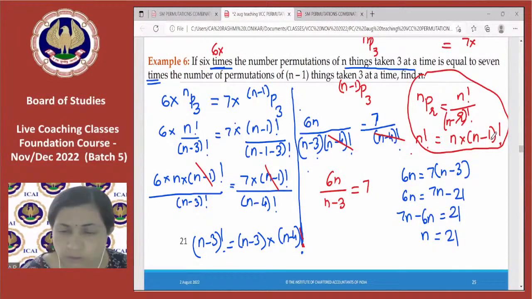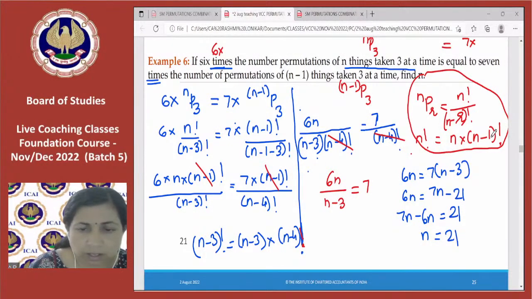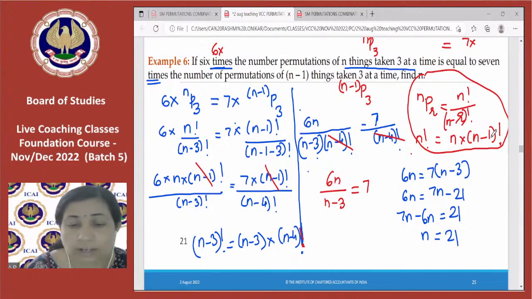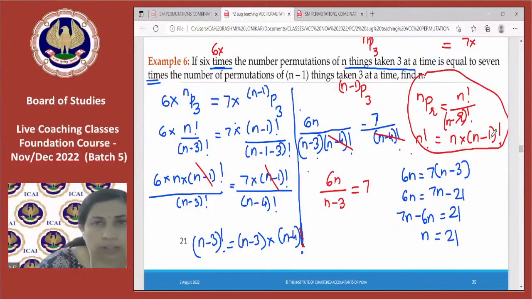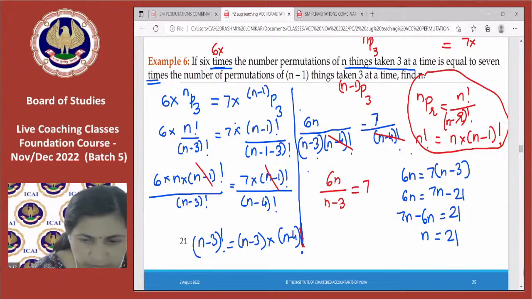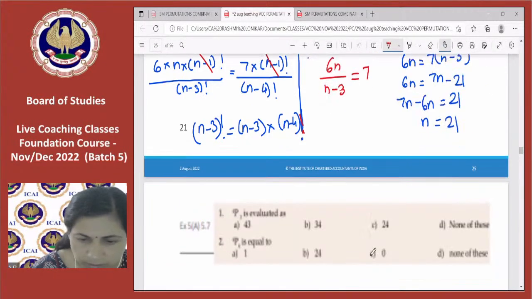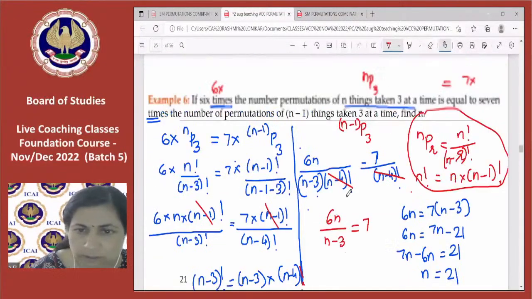Priyanka, where do you want to write n minus 4 into n minus 3? Okay, just send me what you want to say. I can't write n minus 4 into n minus 3 only. No, I can't. Okay, if you're talking about the RHS, no. See, just let me explain.